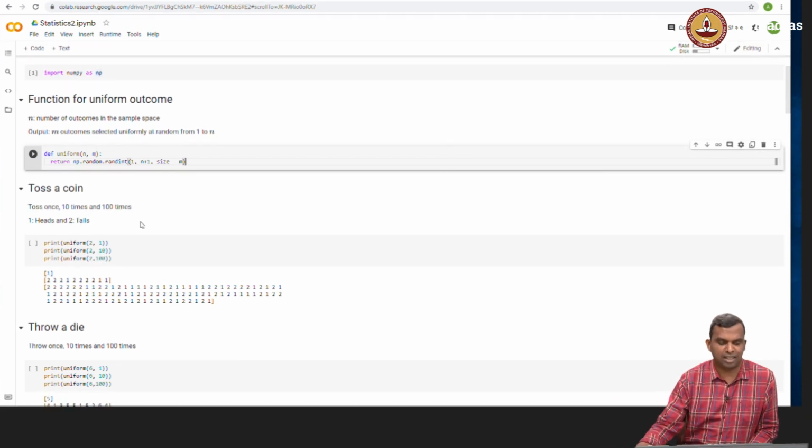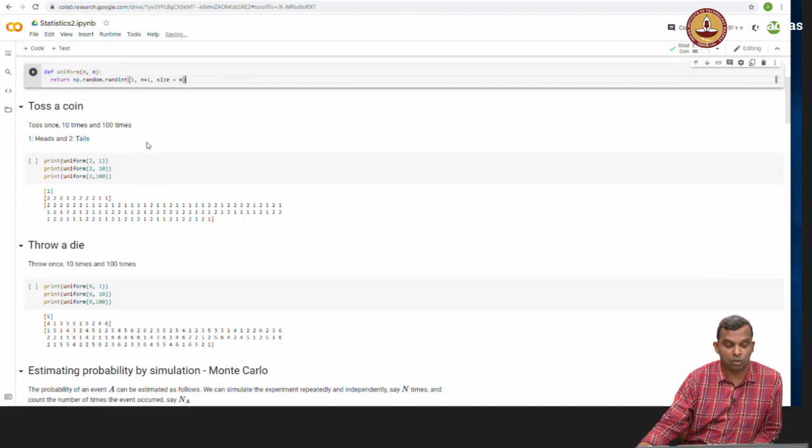Here's an example. Example is always good. Supposing you want to toss a coin, right? So there are two outcomes. I will denote outcome number one as heads and outcome number two as tails, 1 and 2. If I can toss the coin once, I could toss it 10 times, I could toss it 100 times. So this is a command which prints one toss, uniform(2, 1).